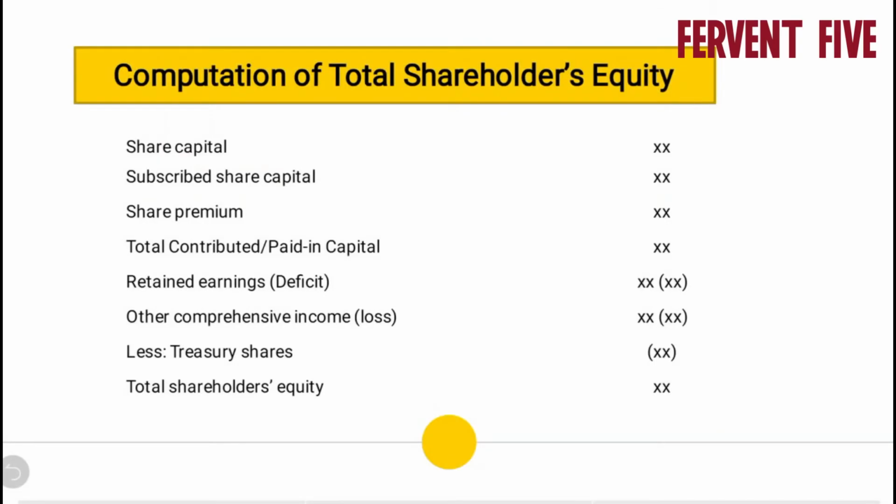Let's now move on with the computation of total shareholders' equity. So, dito, share capital plus subscribed share capital plus share premium is equal to the total contributed or paid-in capital. And then, retained earnings, kapag deficit, negative siya. Next is the other comprehensive income. Ito yung items ng income and expenses na hindi na-report under profit or loss. And last, ile-less natin yung treasury shares. So, that is how we get the total shareholders' equity.